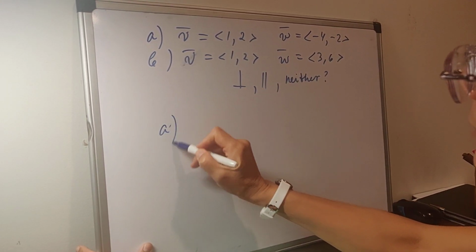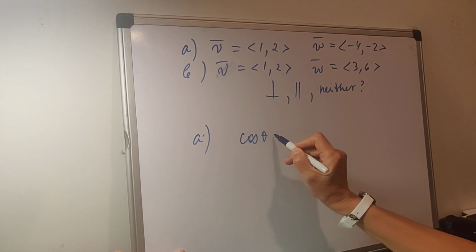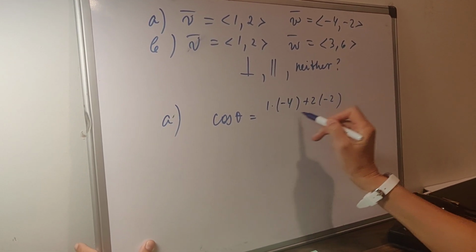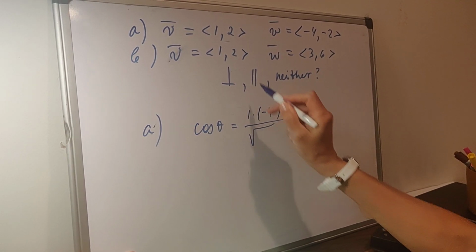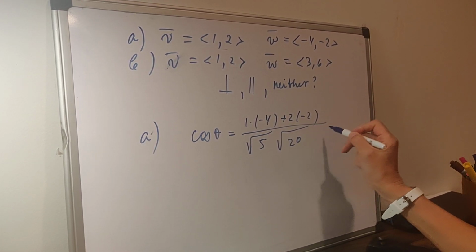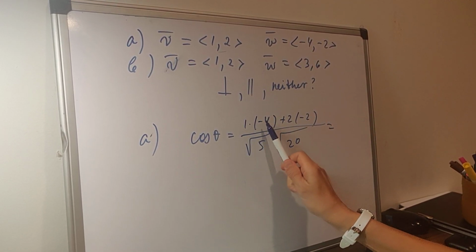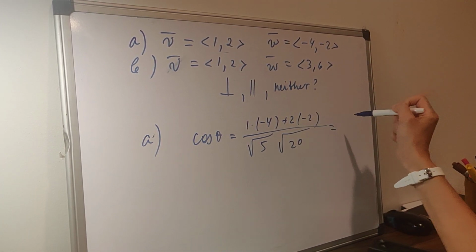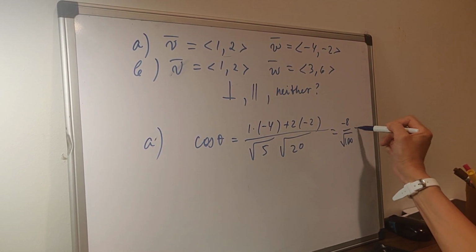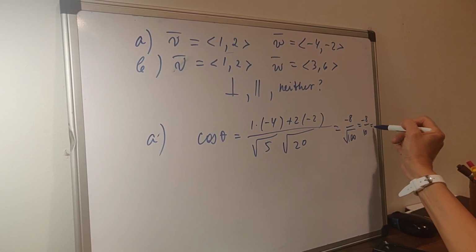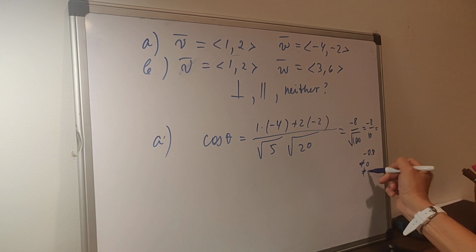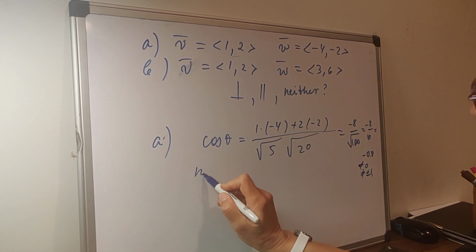I'm going to start with problem A. So, cosine of theta: dot product, 1 times -4 plus 2 times -2, and the length of this and the length of this. This one we already know, that's 1 squared plus 2 squared, square root of 5. And 4 squared plus 2 squared is square root of 20. What do I have in the numerator? -4, -4. So I'm going to get -8. 5 times 20 is going to give me 100, and I'm going to have -8 over 10, which is -0.8. -0.8 is neither equal to 0 nor equal to plus or minus 1. So these two vectors are neither.